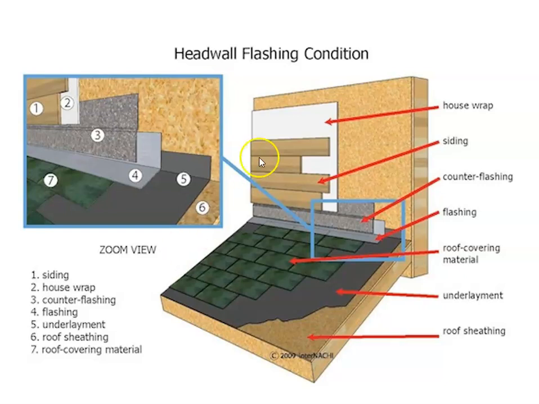Flashing at the head wall. When a roof comes up and hits a wall, that's referred to as a head wall. There's our roof sheathing, underlayment, and shingles, and here's the flashing right there, and counter flashing as well. So two pieces: flashing and counter flashing. The flashing follows the wall and roof, as you can see, number 4, and then number 3 is the counter flashing that protects this vulnerable area and tucks up underneath the siding.